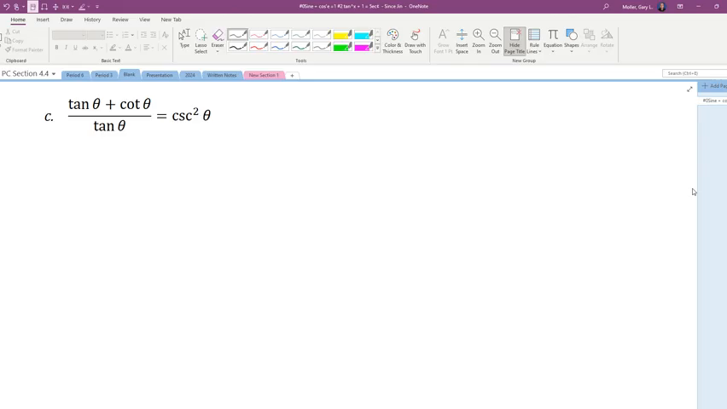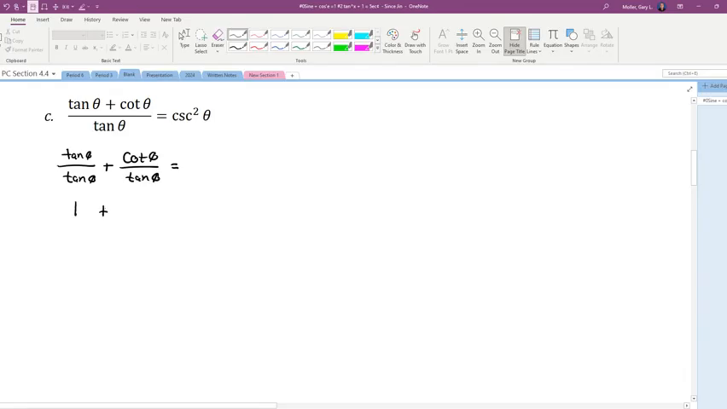So I'm looking at this problem, and I see that I've got a numerator with 2 terms divided by a denominator. So I can divide each of the terms on top by the denominator. In other words, I get the tangent of theta over the tangent of theta plus the cotangent of theta over the tangent of theta. Now, there's lots of things I could do here. I could add these together, but that would just undo what I just did. That would just put them back together. Obviously, tangent over tangent is 1.